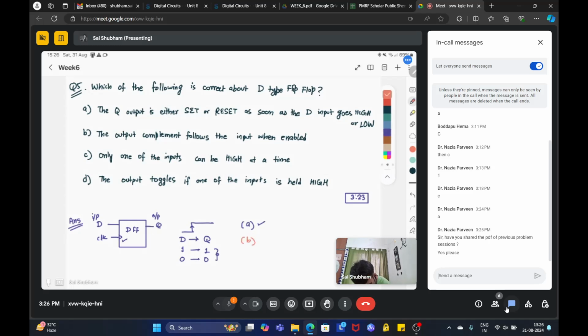B says that the output complement follows the input when enabled. So it says that Q will be D bar, which is not the case. C says that only one of the inputs can be high at a time. A D flip flop has only one output, but you can have Q bar as well, and it has only one input. So option C is also wrong. D says that output toggles if one of the inputs is high. This is the case for T flip flop.